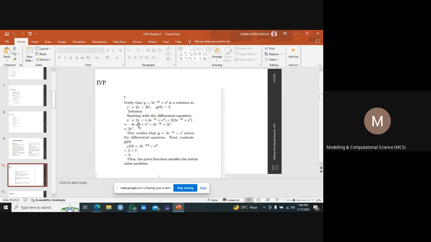Then when you cancel out this negative 4 and this positive 4 that we are having here, what you are left with is 3e^t. And this verifies what we are having here, because before the substitution we had y prime plus 2y is equal to 3 exponential t. And that is exactly what we have.